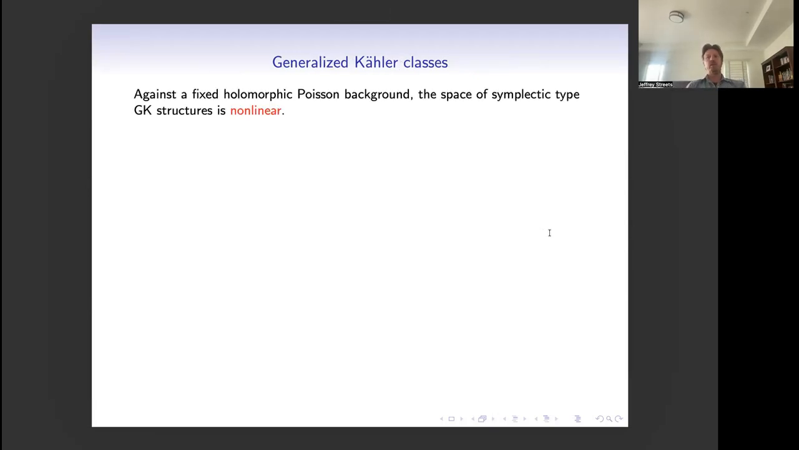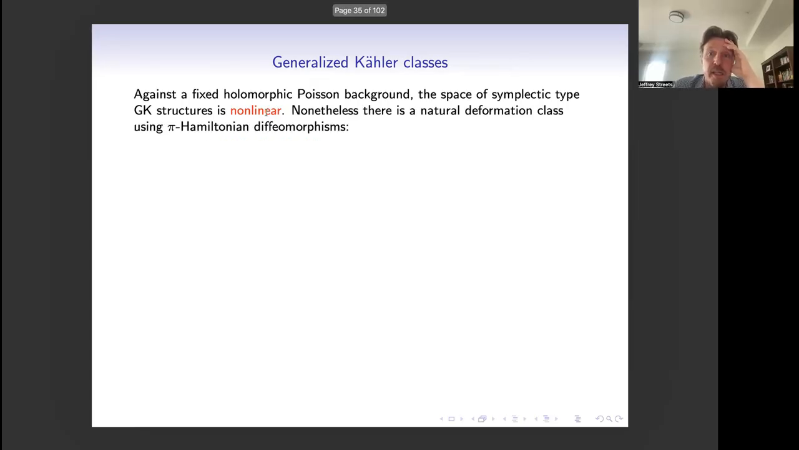But there's another way. I like to think of the deformation in the previous slide as changing the generalized Kähler class. Really, a generalized Kähler class exists on a fixed holomorphic Poisson background. In the last deformation we were changing the Poisson tensor, turning it on, which is like changing the generalized Kähler class. But now I'm going to fix the generalized Kähler class, but still show that there's a large class of deformations.